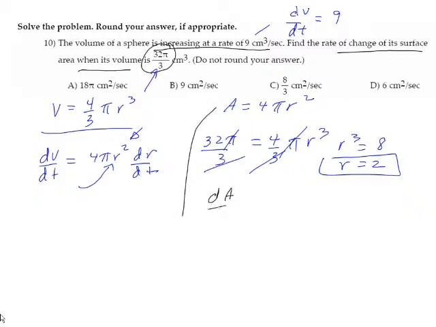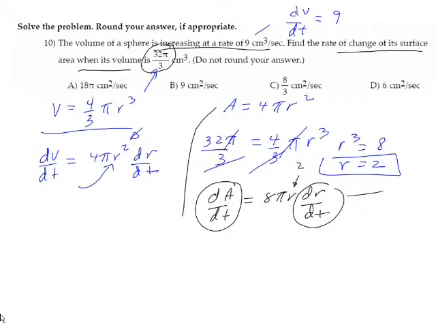dA/dt is equal to 8πr dr/dt. So let's look at what we have. dA/dt is what we want. We know that r is 2. And we need to know what dr/dt is. Well, here we have a formula that has dr/dt in it.